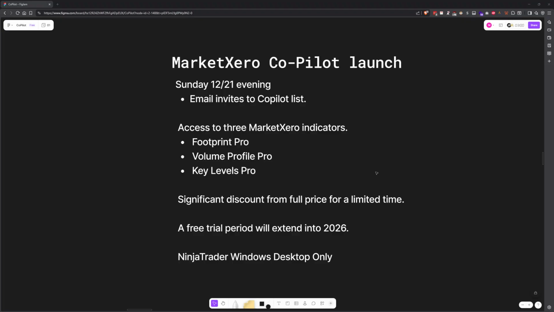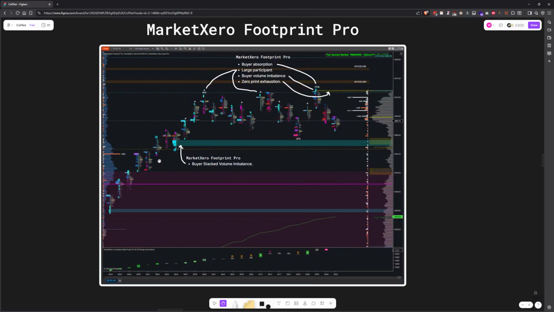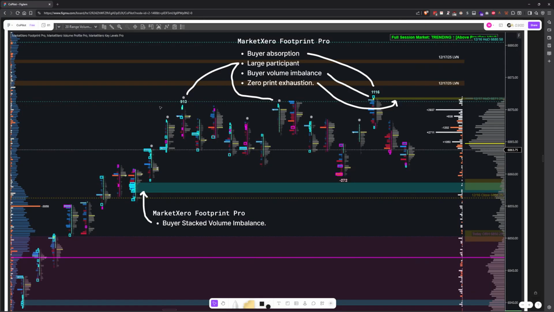So let me go into these three indicators in detail and how I've used them actually today. So the first one, the footprint indicator. You'll notice in here that we have things like buyer absorption. Today we had strong buyers come up and bring price up to the 68.70 area, and then they kind of get hung up here.